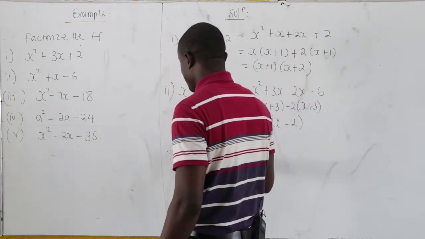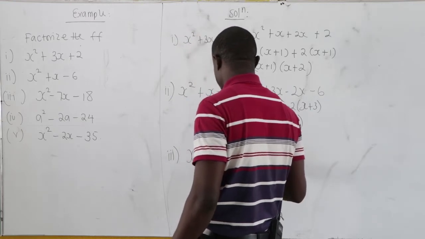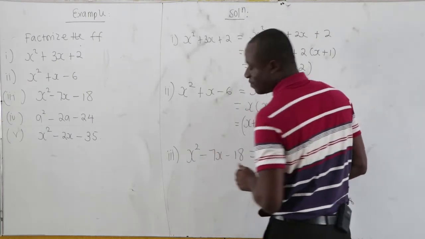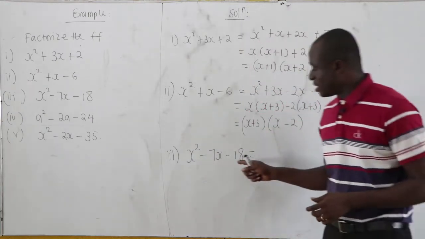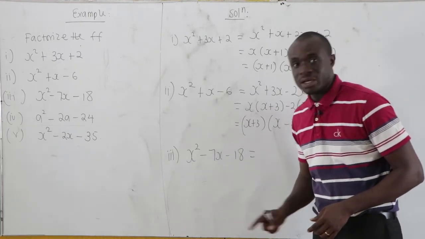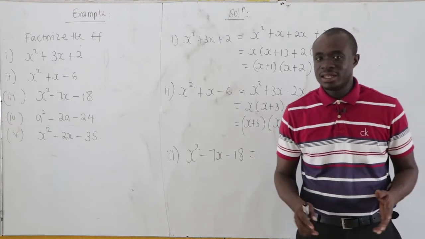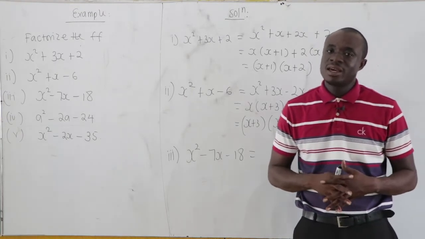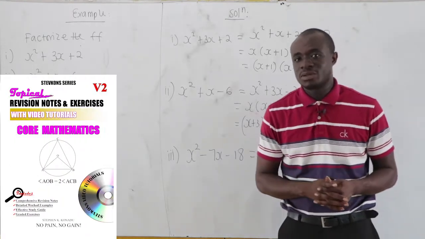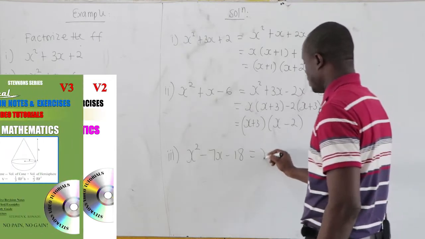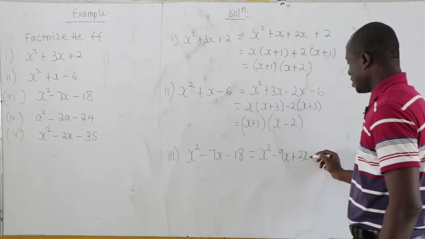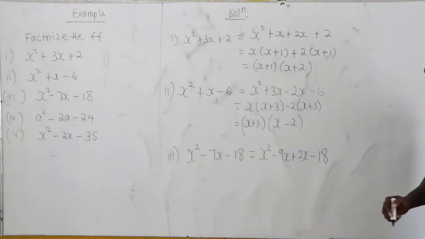We have x squared minus 7x minus 18. Now this is case 1. The coefficient of the x squared is 1. So here, two numbers, when you multiply, you get negative 18, but when you add, we get negative 7. And clearly, that is negative 9 and 2. Negative 9 times 2, that's negative 18. Negative 9 plus 2, that's negative 7. So we have x squared minus 9x plus 2x minus 18.